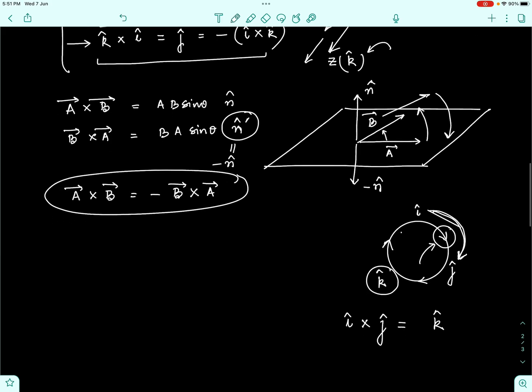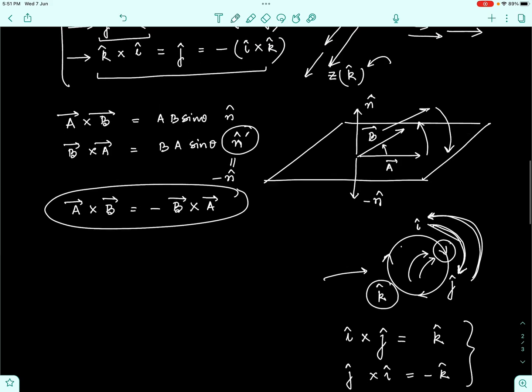On the other hand, if we do j cap cross i cap by moving from the vector j cap to the vector i cap in this figure, we have moved opposite to this arrow, and so the answer will still be k cap but with a minus sign now. So this particular figure helps us remember these formulae very easily. Anyway, as you continue to practice questions, you'll be able to remember the results automatically and use them.